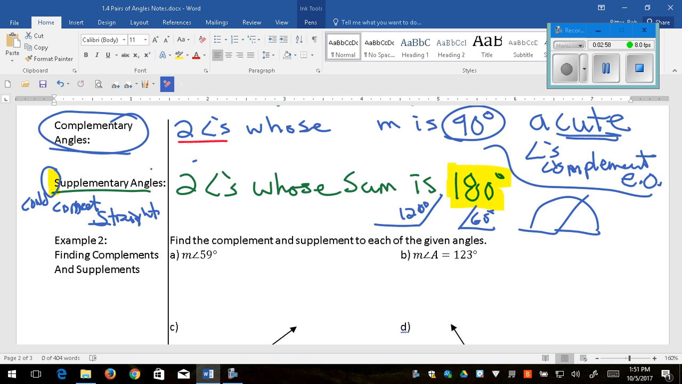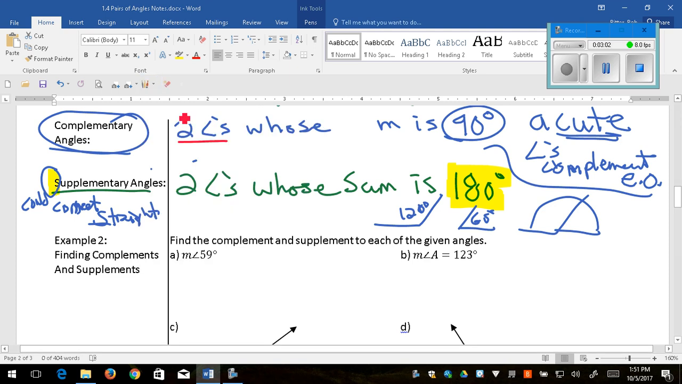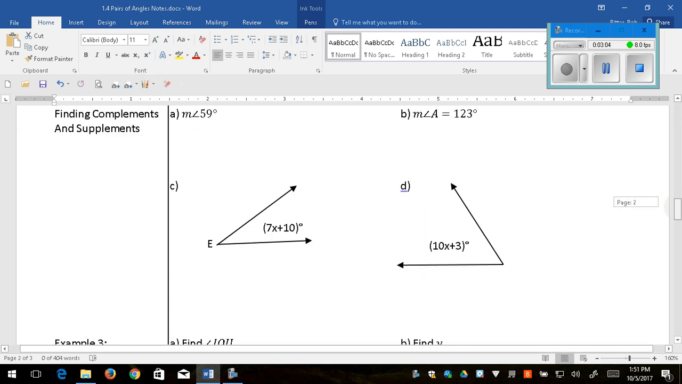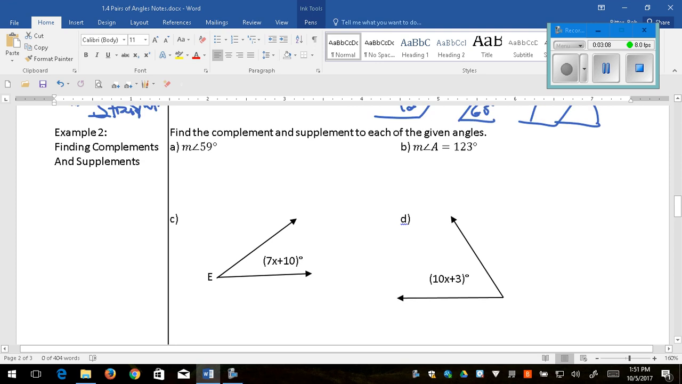So sometimes we're given expressions instead of being told, oh, they're supplementary, they're going to add to 180, or they're complementary, they add to 90. They're just going to give us an angle. Well, you can call the other angle C if you want for complementary, or I would probably call it X for supplementary, but you can call it S if you want. Just be careful not to confuse it with a 5. C plus 59 is supposed to add to 90.